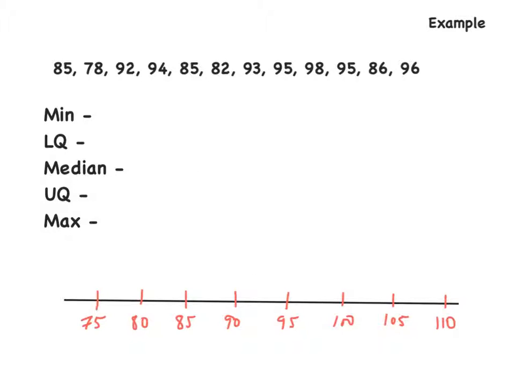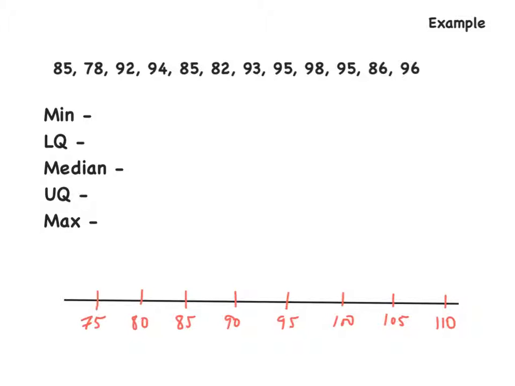So we have a set of data. We have the points 85, 78, 92, 94, 90, 85, 82, 93, 95, 98, 95, 86, and 96. Now remember what's the mandatory information. We need the minimum value, lower quartile, median, upper quartile, and the max.